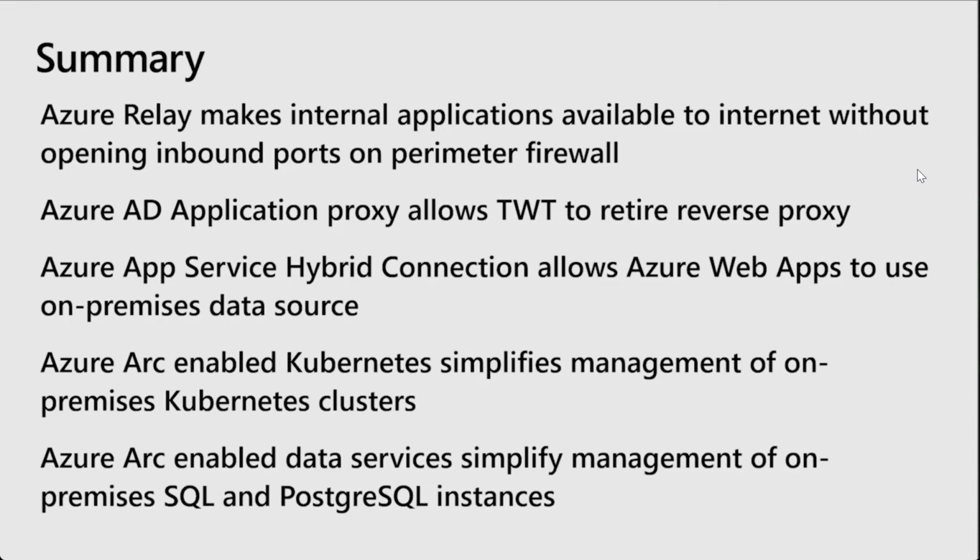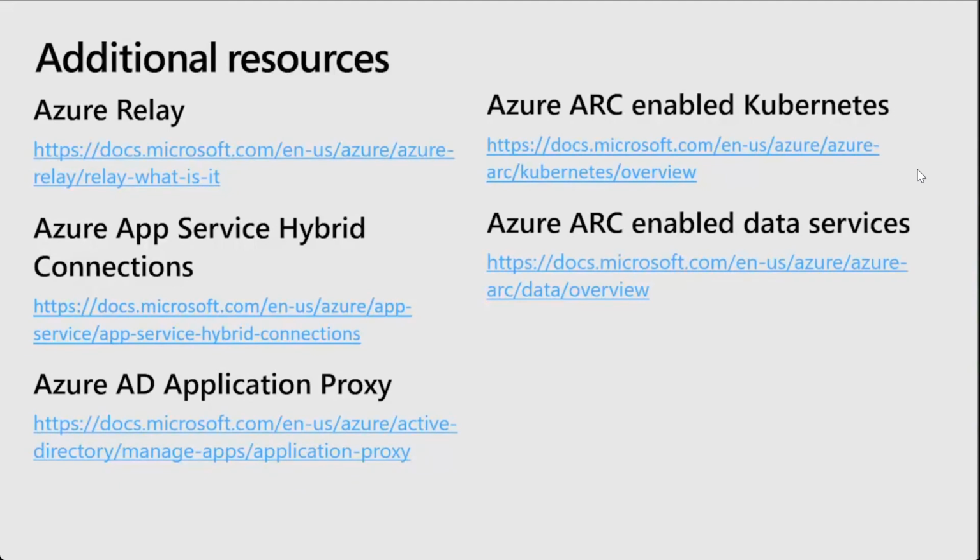In this session, I talked about how you could use Azure App Service Hybrid Connections to allow Azure Web Apps to use on-premises data source. In this session, I talked about how you could use Azure Arc-enabled Kubernetes to simplify management of on-premises Kubernetes clusters. And I talked about how you can use Azure Arc-enabled data service to simplify the management of on-premises SQL and Postgres SQL instances.